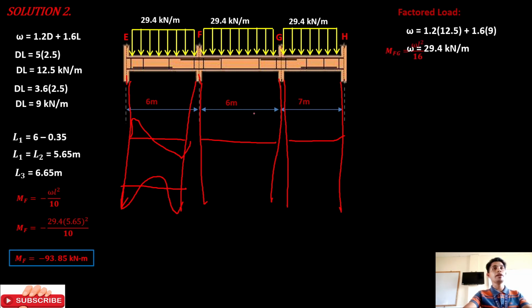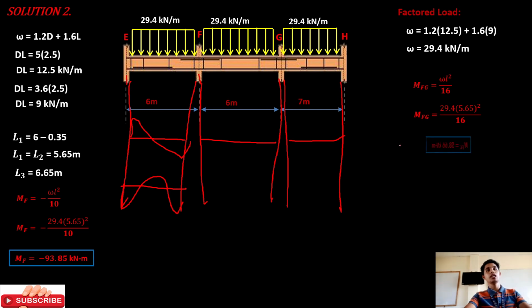So, next is moment doon sa FG. Since ito ay interior span, diba, ang positive moment po sa interior span is WL squared over 16. Kapag hinihingi is positive moment, no need na i-average pa yung length. Kung ano yung field span, yun na po yung gagamitin. So, WL squared is 29.4 times 5.65 squared over 16. That will be 58.66 kN-m. Okay? Next is shear.